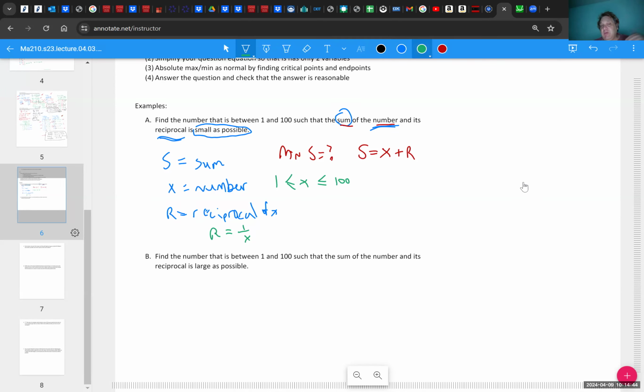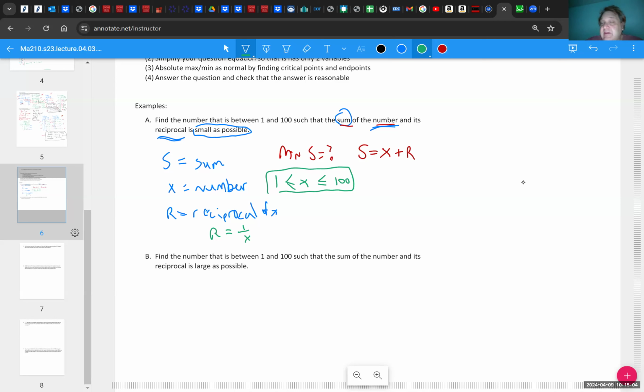So if x is between 1 and 100, the reciprocal would be somewhere in that region as well, 1 over 1 to 1 over 100, right? So that's where your reciprocal is, depending on what your x value is. We're going to have this function in terms of x in a moment, so we only really need the restriction on x, which is x has to be between 1 and 100.